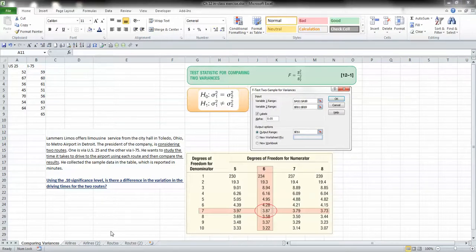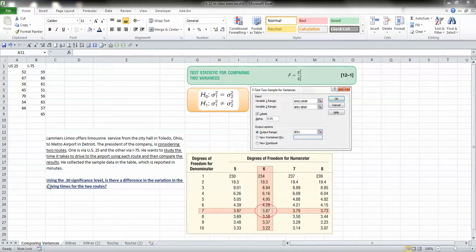For this example, Lammer's Limos offers limousine service from the City Hall in Toledo, Ohio to Metro Airport in Detroit. The president of the company is considering two different routes. One's via US 25 and the other is via Interstate 75. He wants to study the time it takes to drive to the airport using each route and then compare the results. He collected the sample data in the table, which is reported in minutes. So here's our sample data.